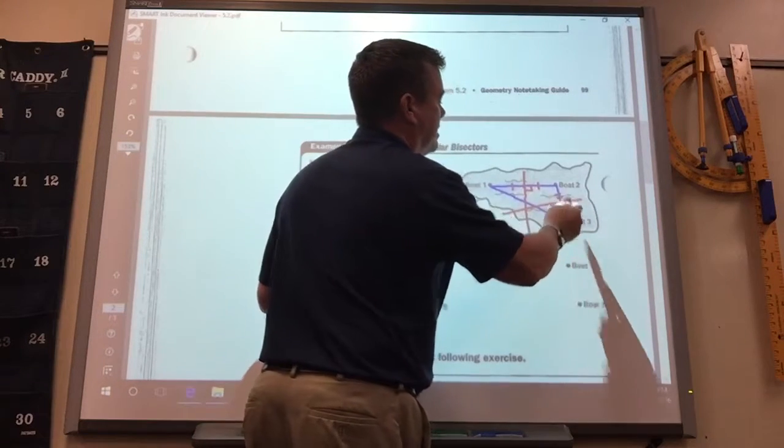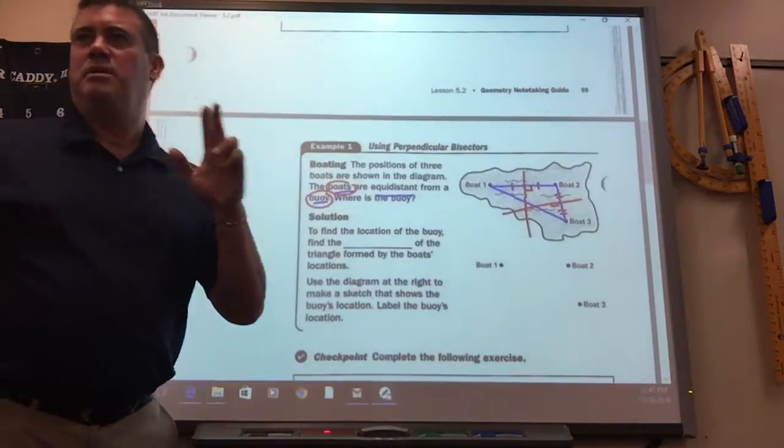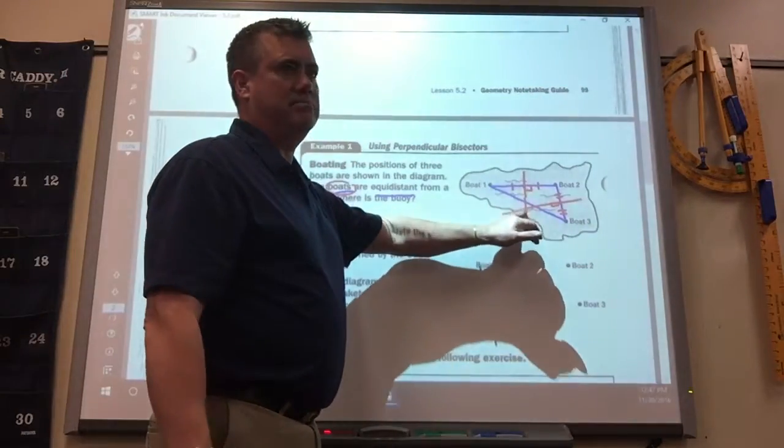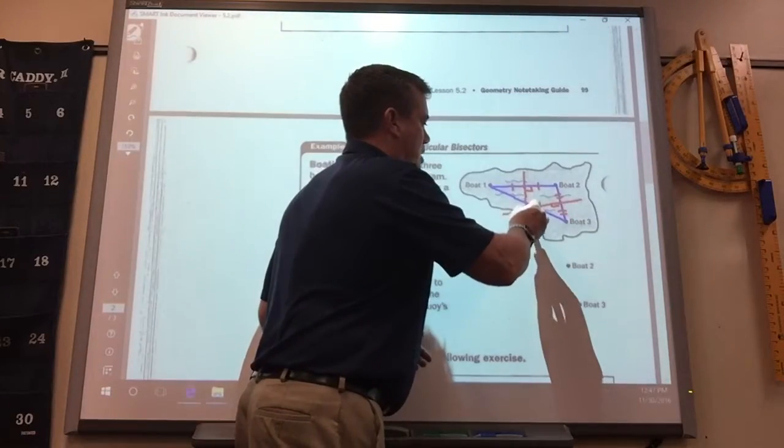90, show it's bisected. And you only need to do 2, because the third one is going to intersect there. We know that. So this is where the buoy would be.